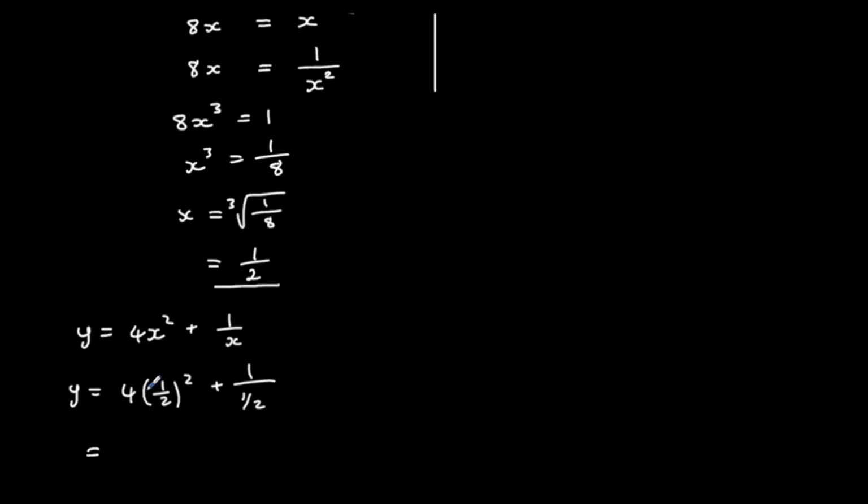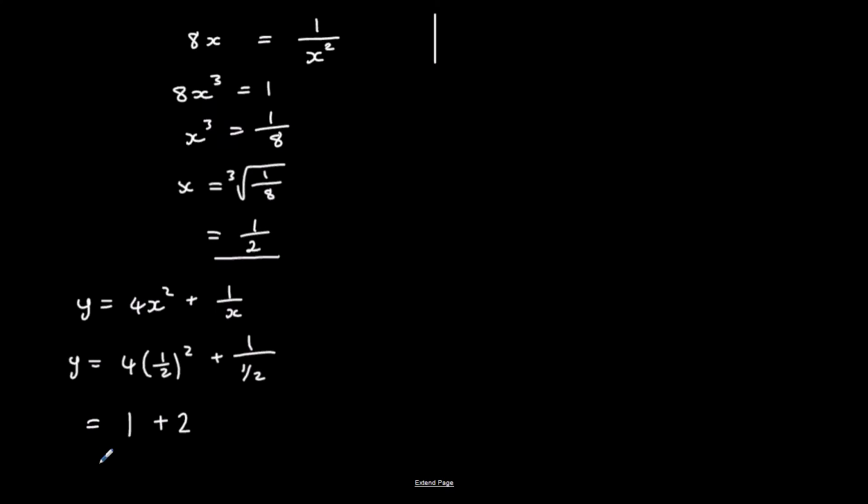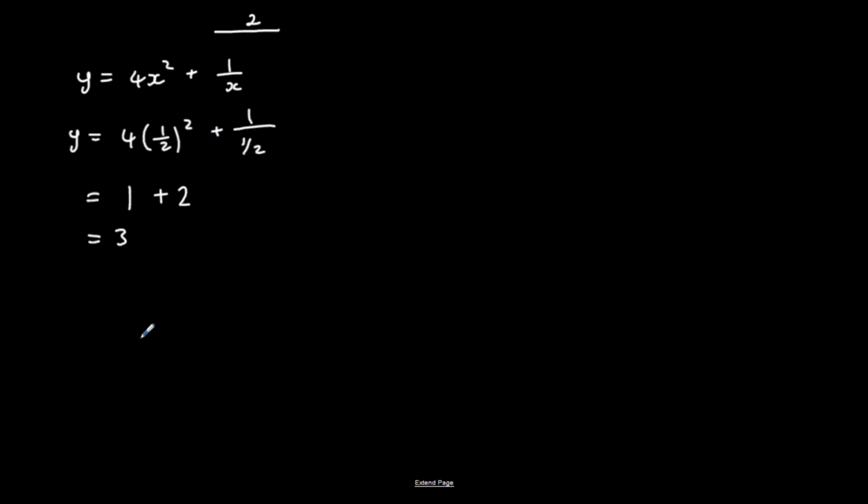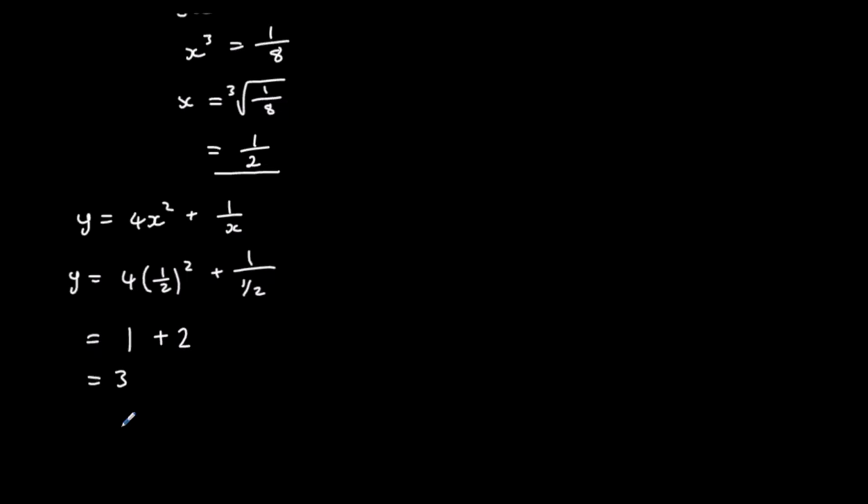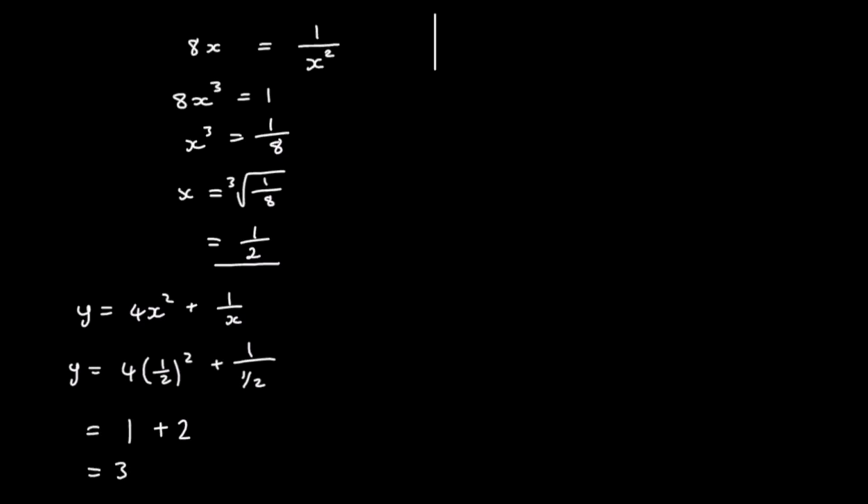So 4 times (1/2) squared. Half squared is a quarter. 4 quarters are 1. And 1 over 1/2. How many halves go into 1? That's 2. So it's 1 plus 2, which is 3. So the coordinates are 1/2. So x then y, (1/2, 3). That's where there is a stationary point on that graph.